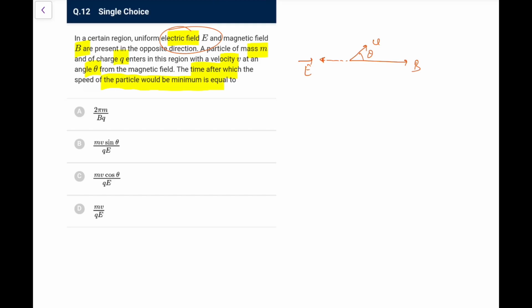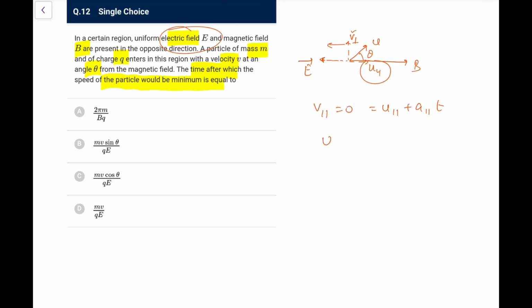So first of all, the electric field will be pulling it here. The component, this one, this V perpendicular, which is unchanged by E, would be rotating it in a circle perpendicular to V and B, this plane. But this V parallel component, U parallel, will definitely get reduced by this E. So the speed will be minimum when this component becomes 0. That means V parallel becomes 0. That would be equal to U parallel plus A parallel T, and that A parallel is due to electric field.